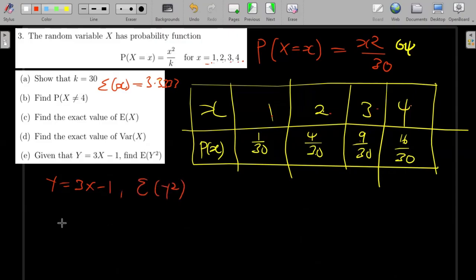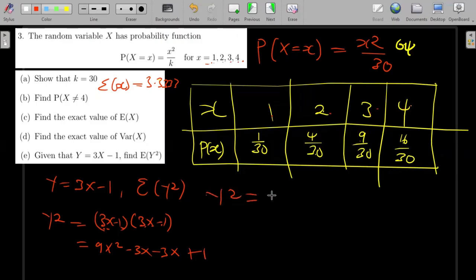So what we do is we have to find y squared. If y is 3x minus 1, then y squared would be this same 3x minus 1 multiplied by itself. So 3x multiplied by 3x is 9x squared. 3x multiplied by minus 1 is minus 3x, minus 1 multiplied by 3x is minus 3x, and minus 1 multiplied by minus 1 is plus 1. So y squared is equal to 9x squared minus 6x plus 1, adding those terms.